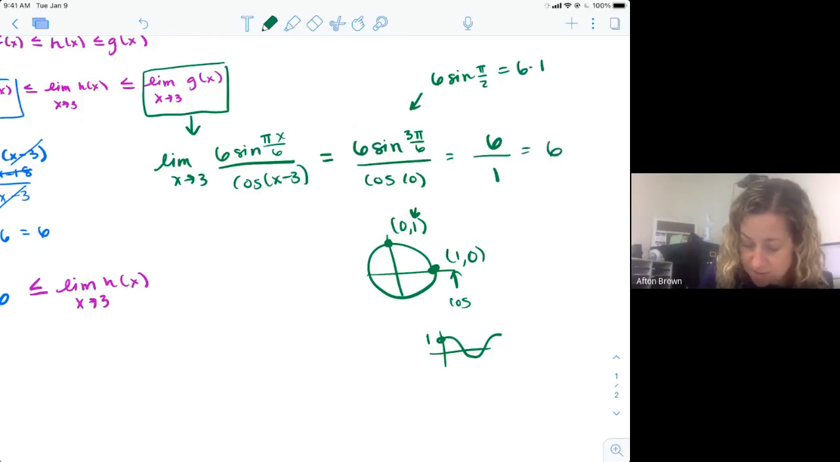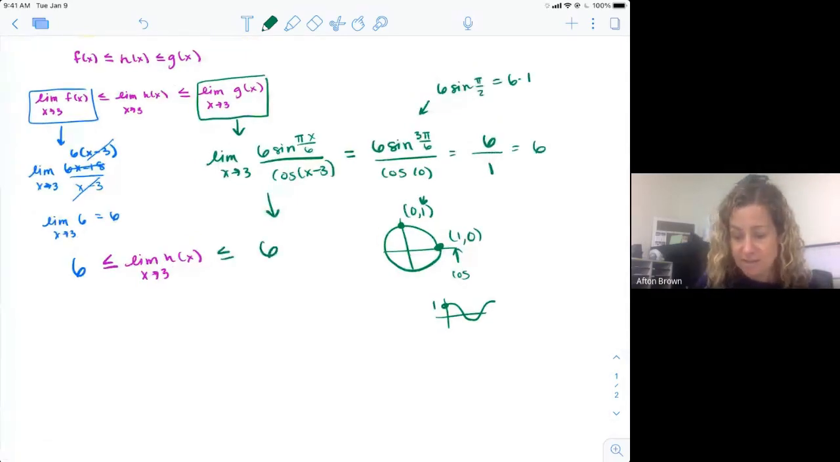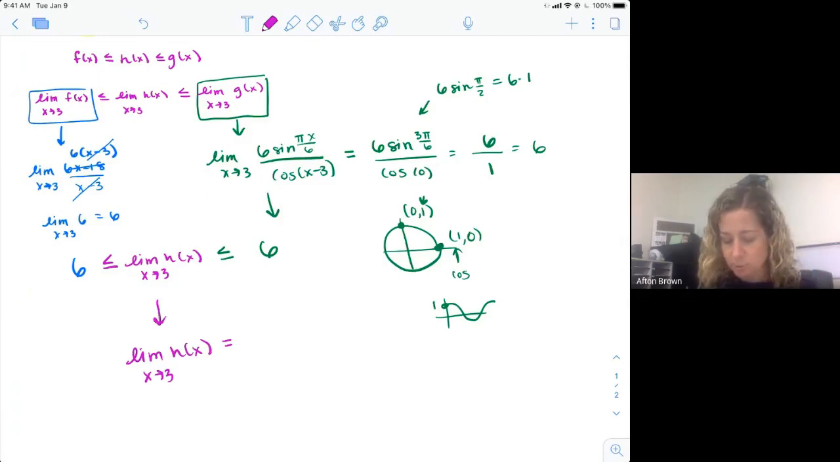So that means this limit is 6, which is fantastic. We just proved that this thing that we don't know is sandwiched in between 6 and 6. So what can we conclude about this limit? We could say the limit as x goes to 3 of this unknown function that we don't even have must equal what?